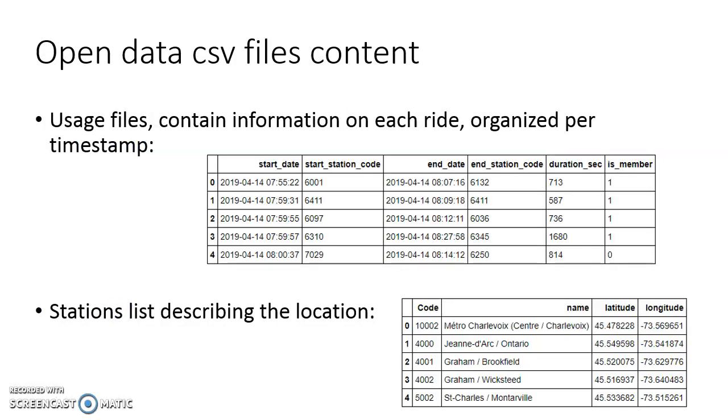The content of the files is the following. For the usage file, we had the start date, the location where they started given by the start station code, when the trip ended and at what station, and also how long the trip lasted. Also provided is whether it was a member or a non-member who made the trip. The stations list is a separate file and contains the code of the station, the name of the station, and the geographical location given by the latitude and the longitude.